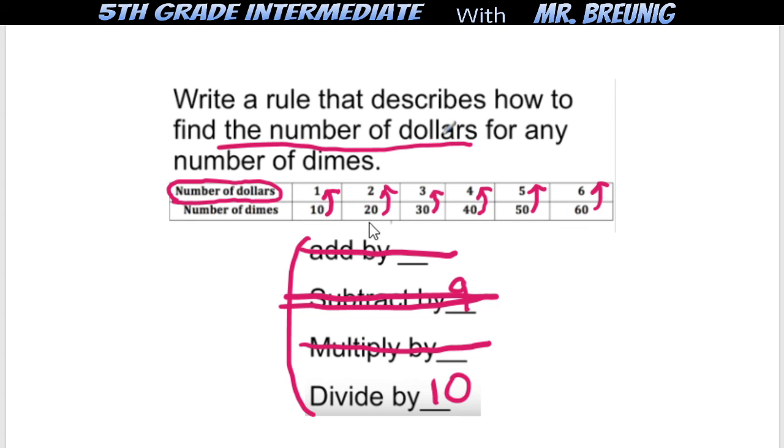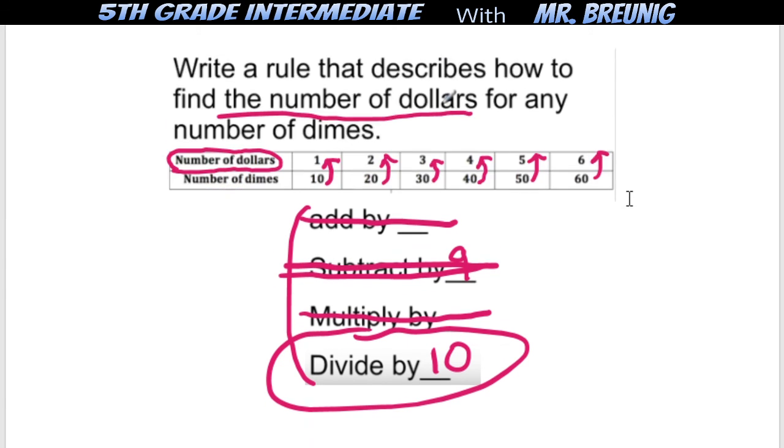Divide by 10. 20 divided by 10. Hey, that's 2. 30 divided by 10 is 3. Let me go over here to the very end. 60 divided by 10. Hey, that's 6. So my rule is going to be divide by 10. So make sure that we go through each of the operations that we do in math: add, subtract, multiply, or divide. See which one's going to help you.